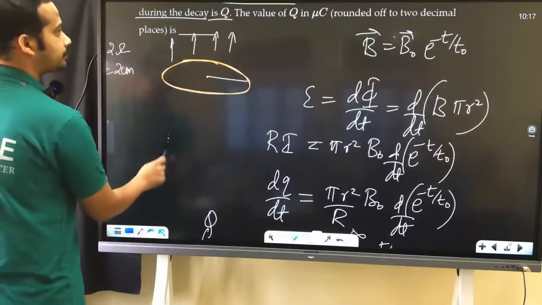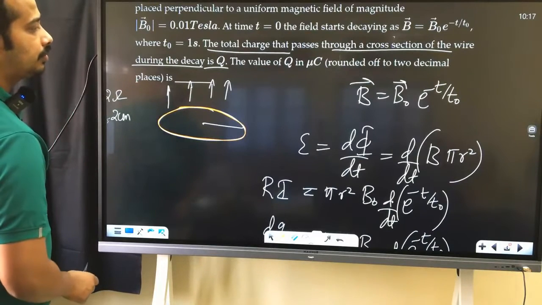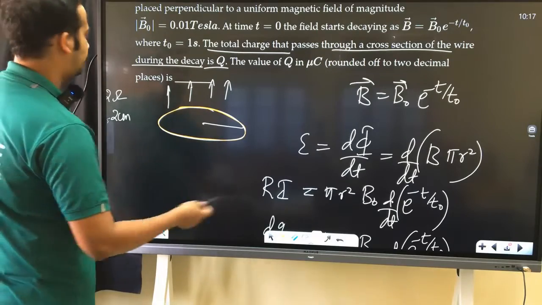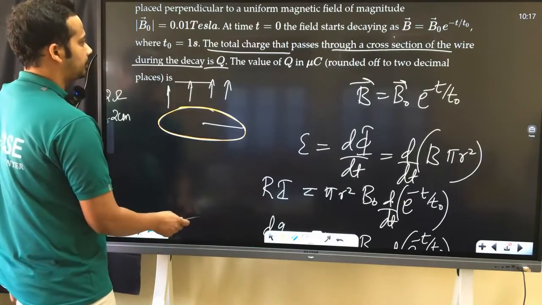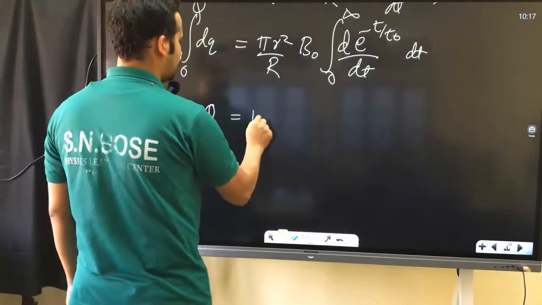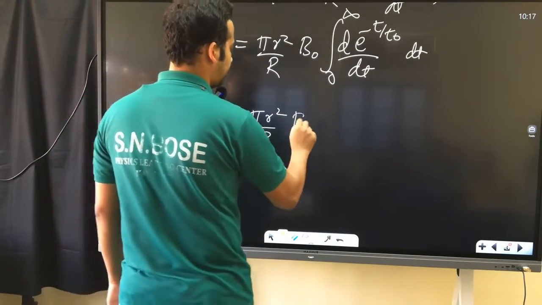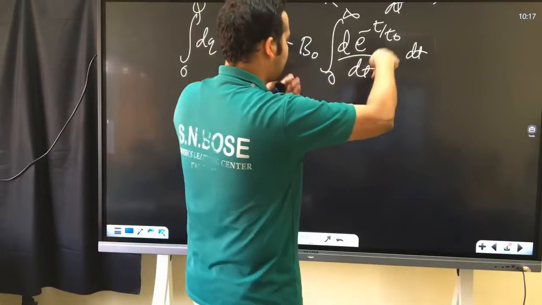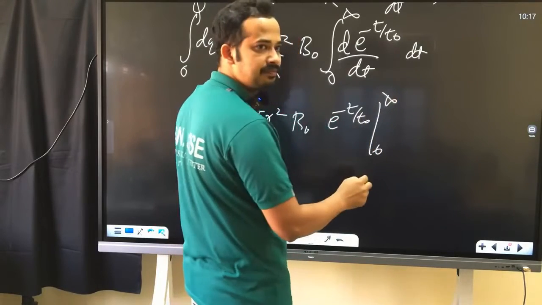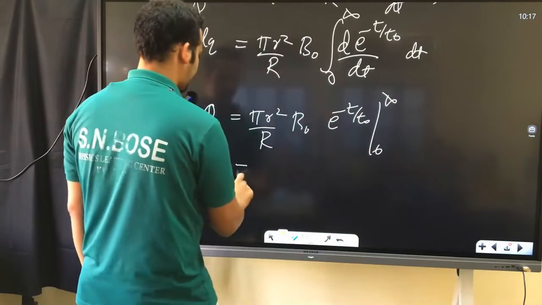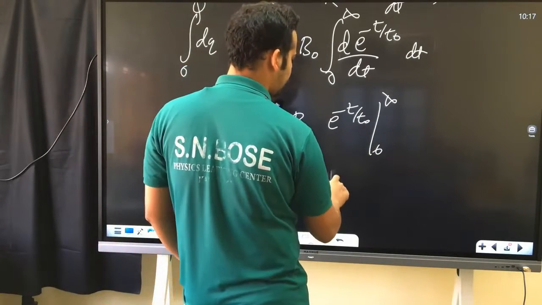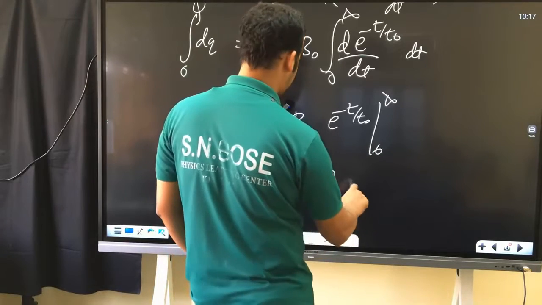Pick up the value of Q in microcoulomb. Round off to 2 decimal places. Is that okay? Now this is equal to Q, that's equal to πr² by R B naught. The integral of the differentiation is e power minus t by t naught, from 0 to infinity. πr² by R B naught, upper limit 0 minus 1.